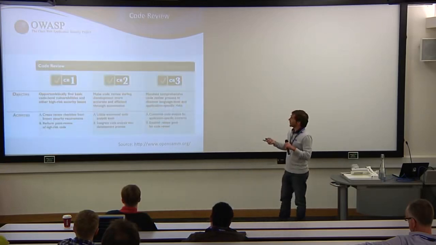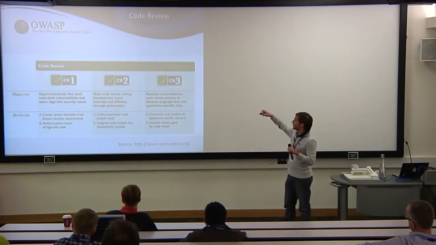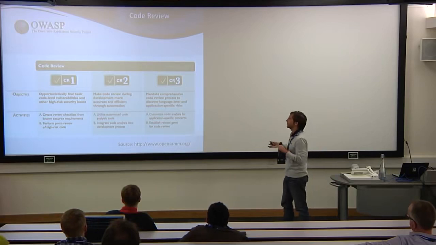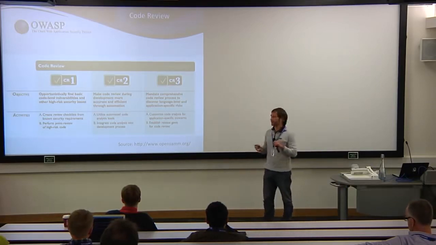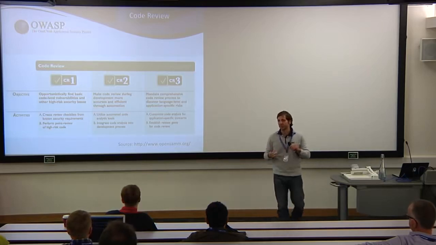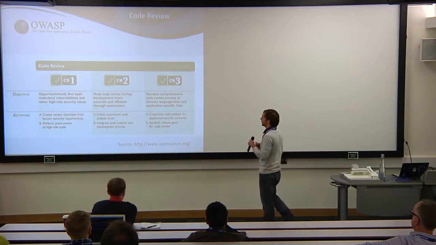Now, if you go to the code review activity in OpenSAMM, you will see that the second level of maturity says that you have to do some automated code review. Because again, if you have one application, then you can do it manually. If you have hundreds or thousands, you want to automate that in order to do it in a more scalable way.